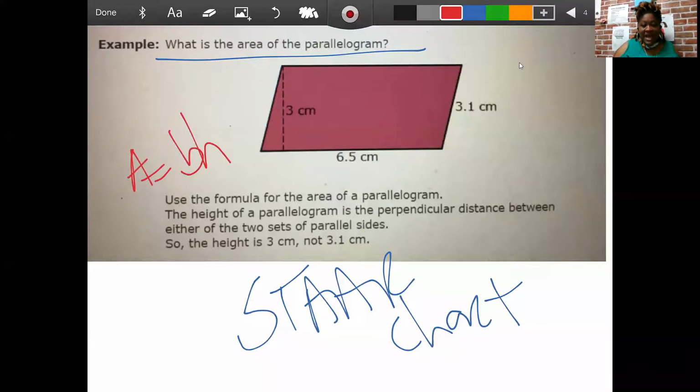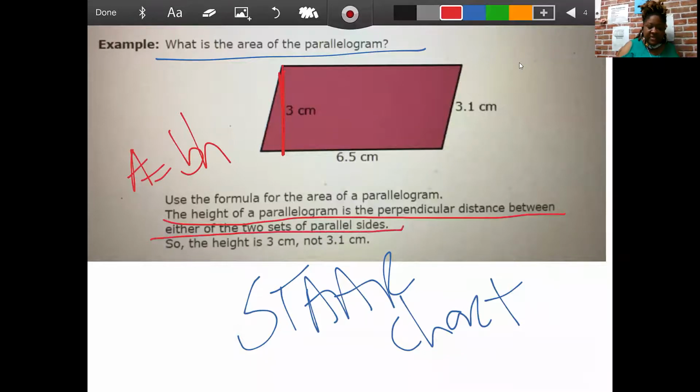Remember, guys, height is always straight up. The height of a parallelogram is the perpendicular distance between either of the two parallel sides. So it connects these two sides, okay? And it's straight up and down. It does not bend. The height is always straight up.